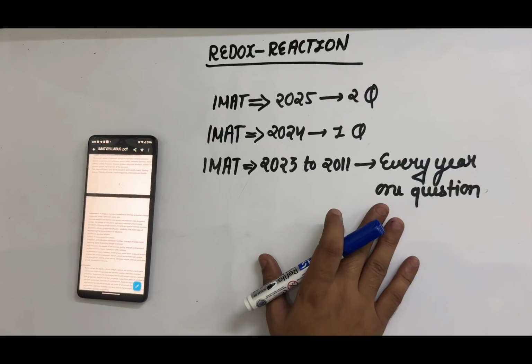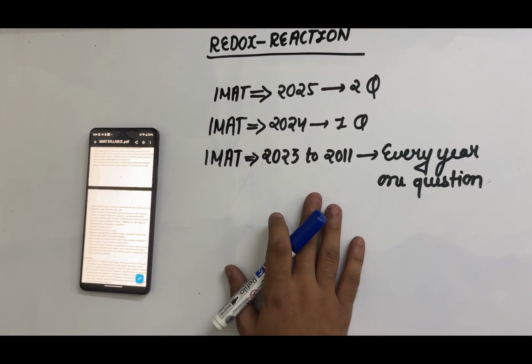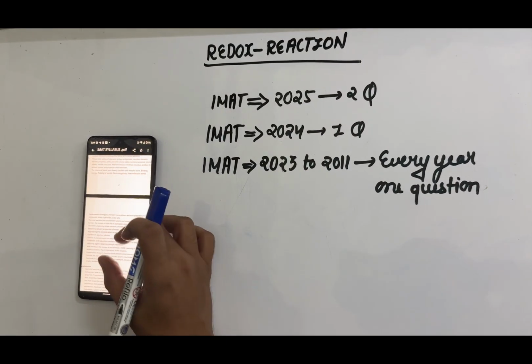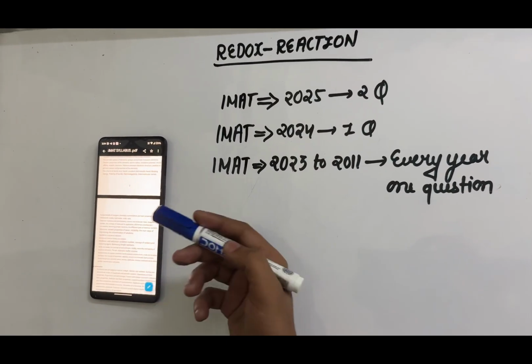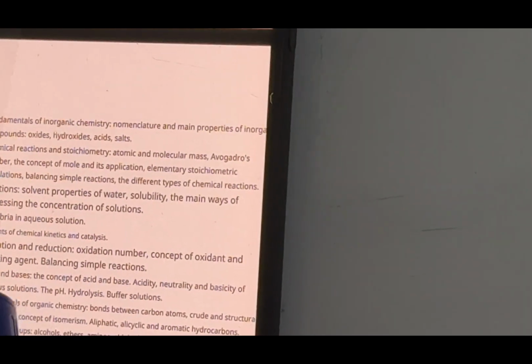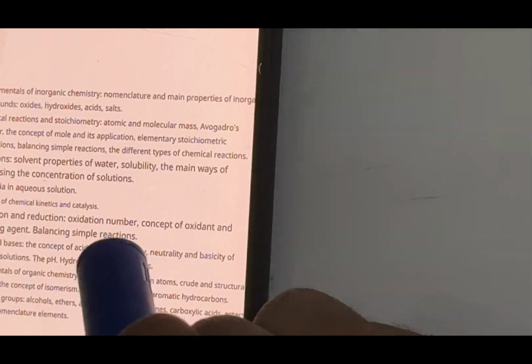And today our topic is redox reaction. This topic is in our IMAT syllabus. If you see on the screen, the examiner, the MUR, has mentioned that the topic is oxidation and reduction, oxidation number, concept of oxidant and reducing agent, and balancing simple reactions.